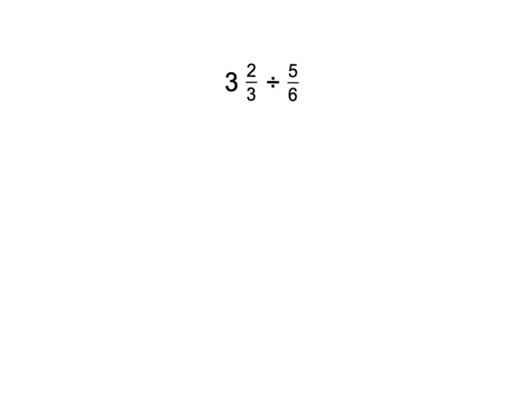All right, let's take a look at this one. We're going to use the common denominator method. So I have thirds and sixths, which means 6 will be my common denominator. So I'm going to change my 2/3 into sixths. And I'd get 4/6. So I'm doing 3 and 4/6 divided by 5/6.